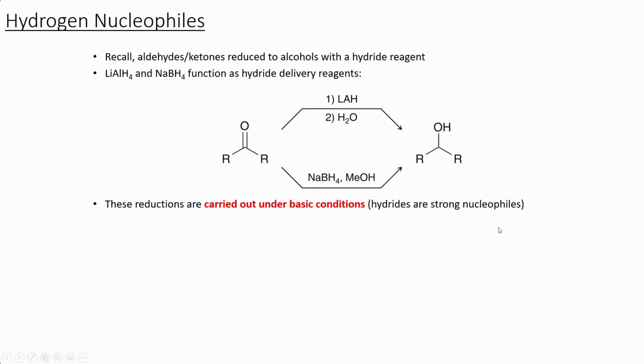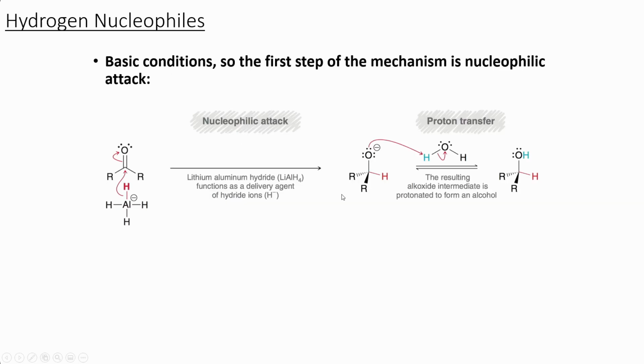Now this next section is mostly review from reactions that we've already seen when we looked at the alcohol chapter 12. We can take an aldehyde or ketone and reduce it to the alcohol with a hydride reagent. We learned about lithium aluminum hydride and sodium borohydride functioning as these hydride delivery agents. So if we take the ketone and subject it to lithium aluminum hydride followed by water, or sodium borohydride followed by methanol, we're able to obtain the alcohol.